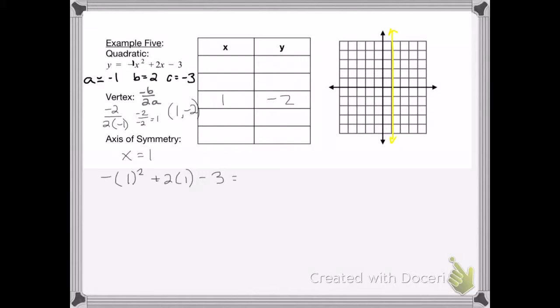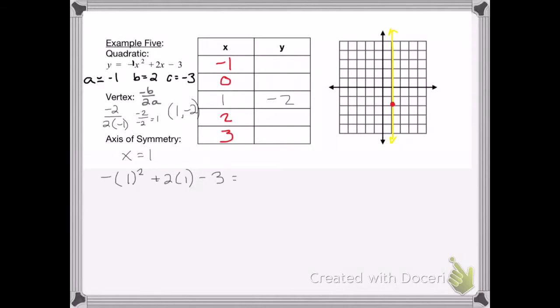Negative 1, right about there. All right, so next thing we're doing is finding the other points in this graph. So we're going to go 2 down, so that's 0, -1, and 2 up, 2 and 3.